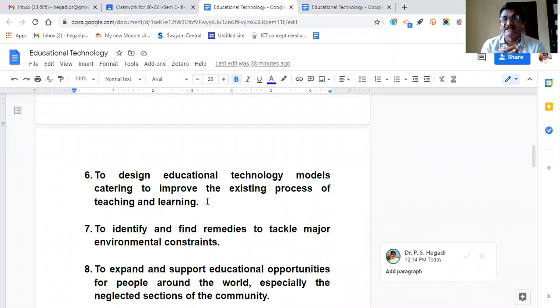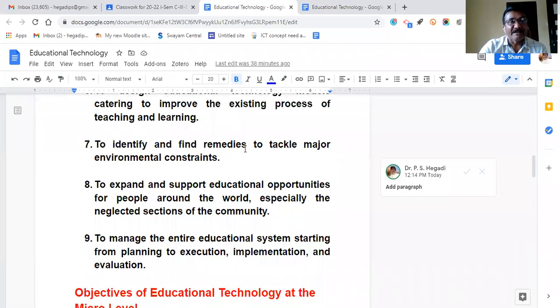ಅದಕ್ಕೆ ನಿಮಗೆ ಕೇಳಿದೆ ಏನಾದ್ರು ಚೇಂಜ್ ಮಾಡ್ಬೇಕಾ ಅಂತ ಹೇಳಿ. ಹಾಗೇನೆ ಈ ವರ್ಚುವಲ್ ಲರ್ನಿಂಗ್ ನಲ್ಲೂ ಕೂಡ ನಾವೇನ್ ಮಾಡ್ಬೇಕಾಗ್ತೈತಿ, ಟೀಚಿಂಗ್ ಲರ್ನಿಂಗ್ ಪ್ರೊಸೆಸ್ ಅನ್ನ ಸುಧಾರಿಸಿಕೊಳ್ಬೇಕಾಗ್ತೈತಿ. Gradually we have to improvise our teaching designs and the models. You will come to know later on what the teaching designs and learning models are. To identify and find remedies to tackle the major environmental constraints.